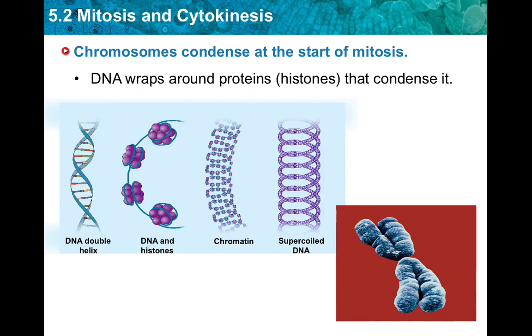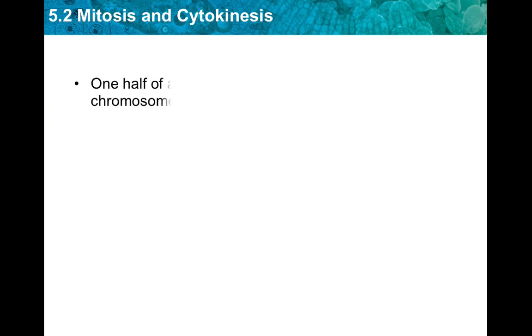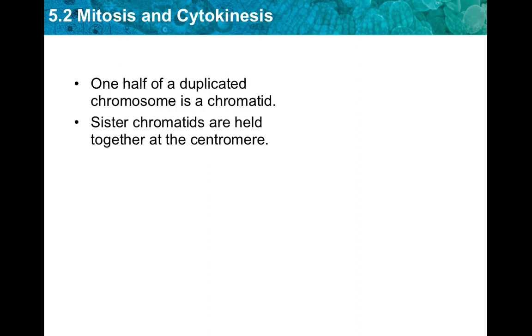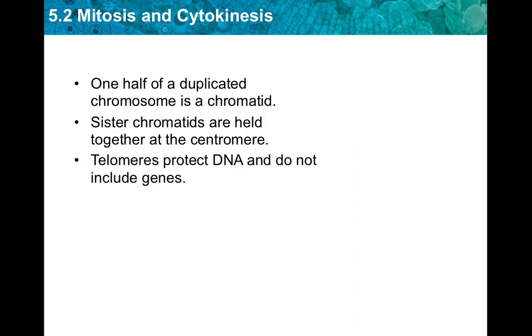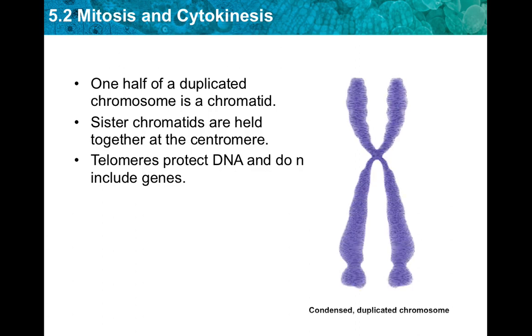Here, in the bottom right, we can see a chromosome. One half of a duplicated chromosome is a chromatid. Sister chromatids are held together at the centromere. Telomeres protect the DNA and do not include genes.